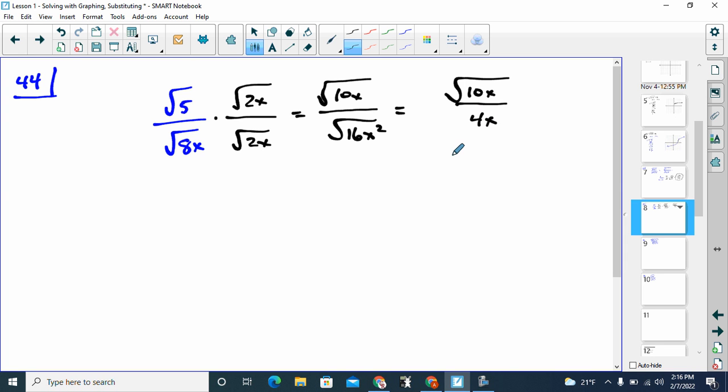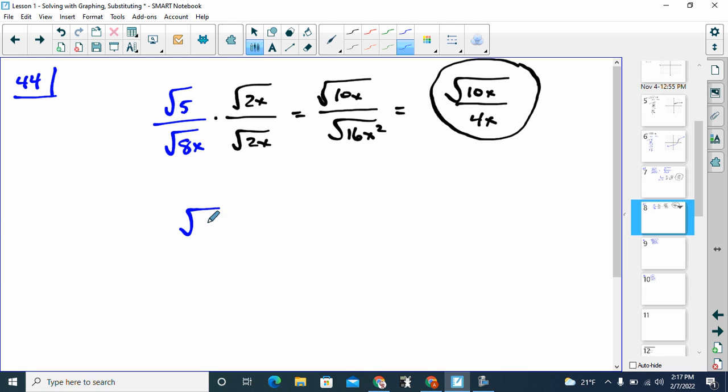Notice my square root's gone. Square root of 10, if it can be reduced, we need to. Factors of 10 would be 1 times 10, 2 times 5. None of those are perfect squares other than 1. So that is our answer.